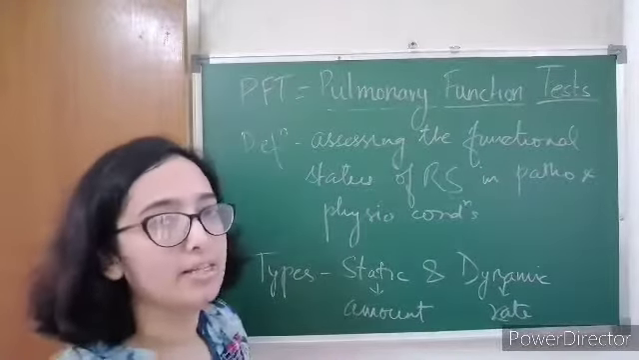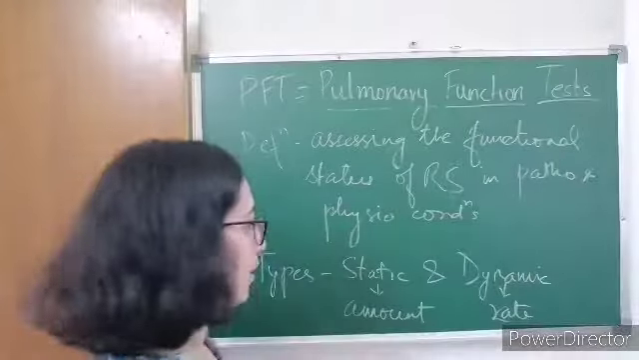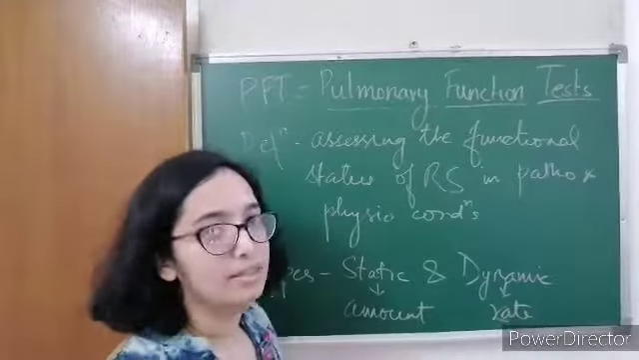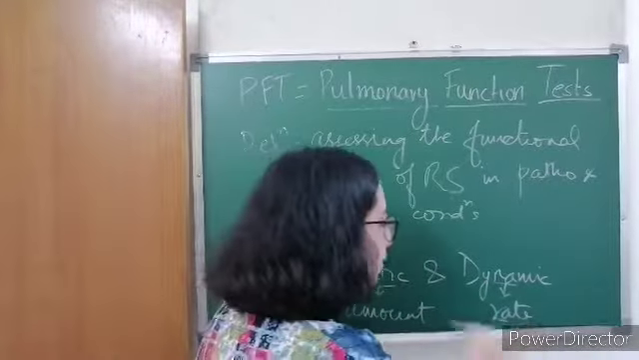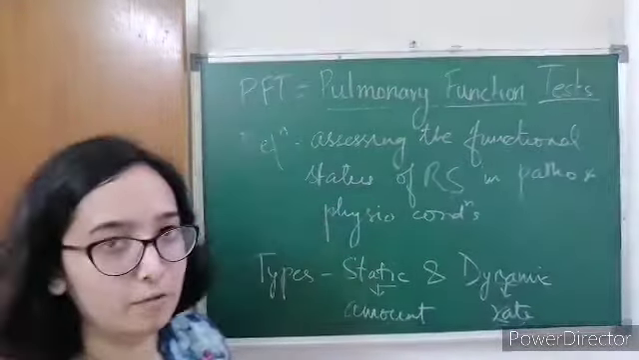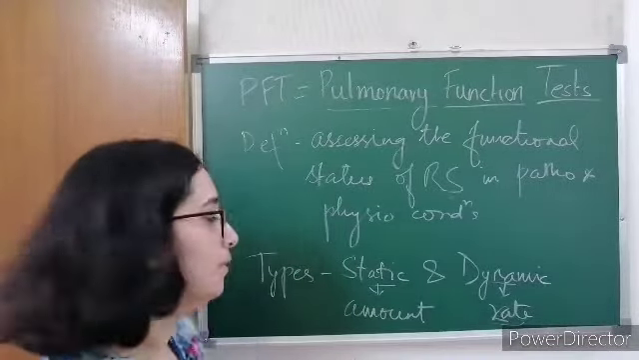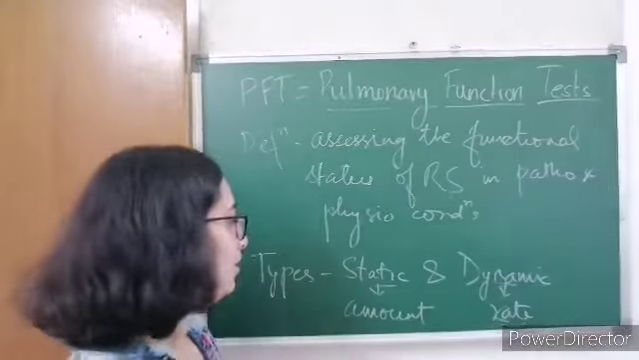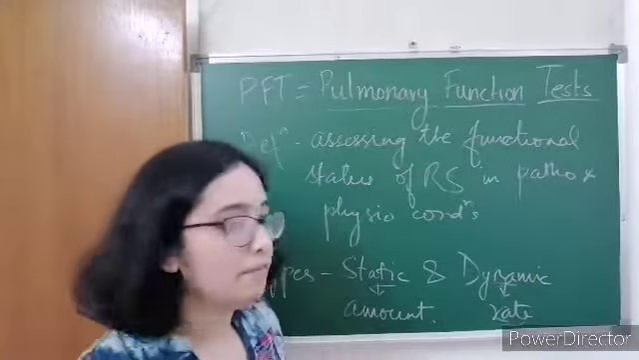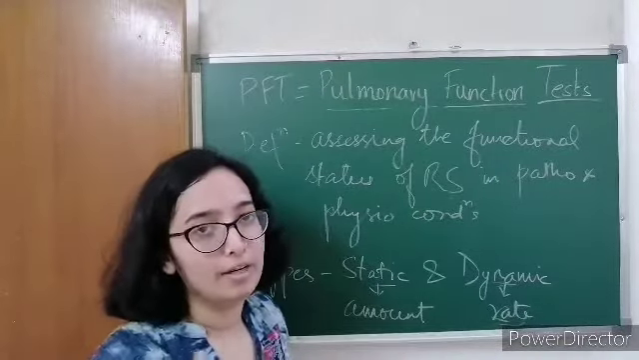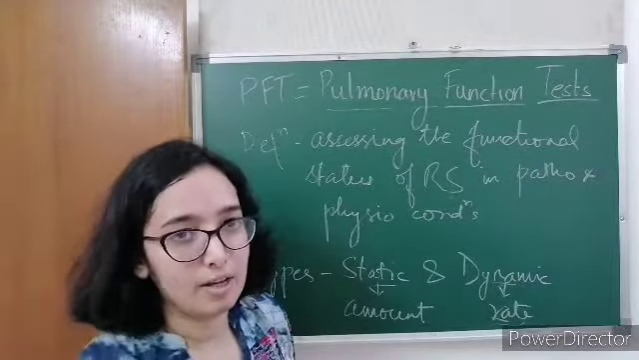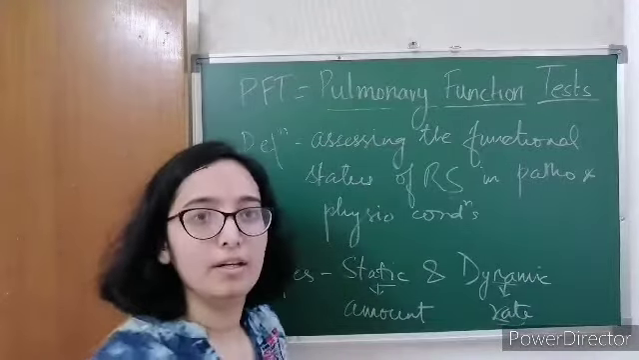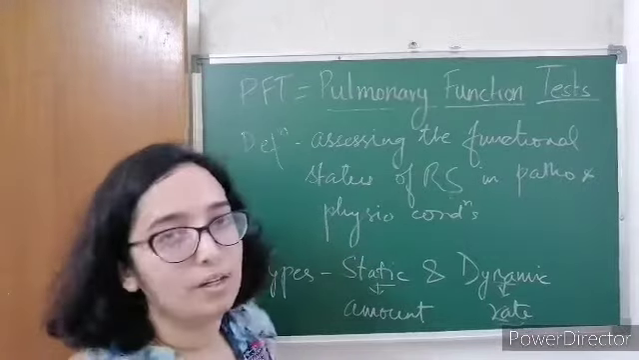So what is static? Static is that the amount of air flowing in and out of the lungs is known as static, and dynamic is the rate of airflow in and out of the respiratory system. Static will measure the amount of air that is exchanged between the respiratory tract and the environment, and dynamic will be the rate of flow of air between the respiratory system and the environment. Now we will see what are the static and dynamic.